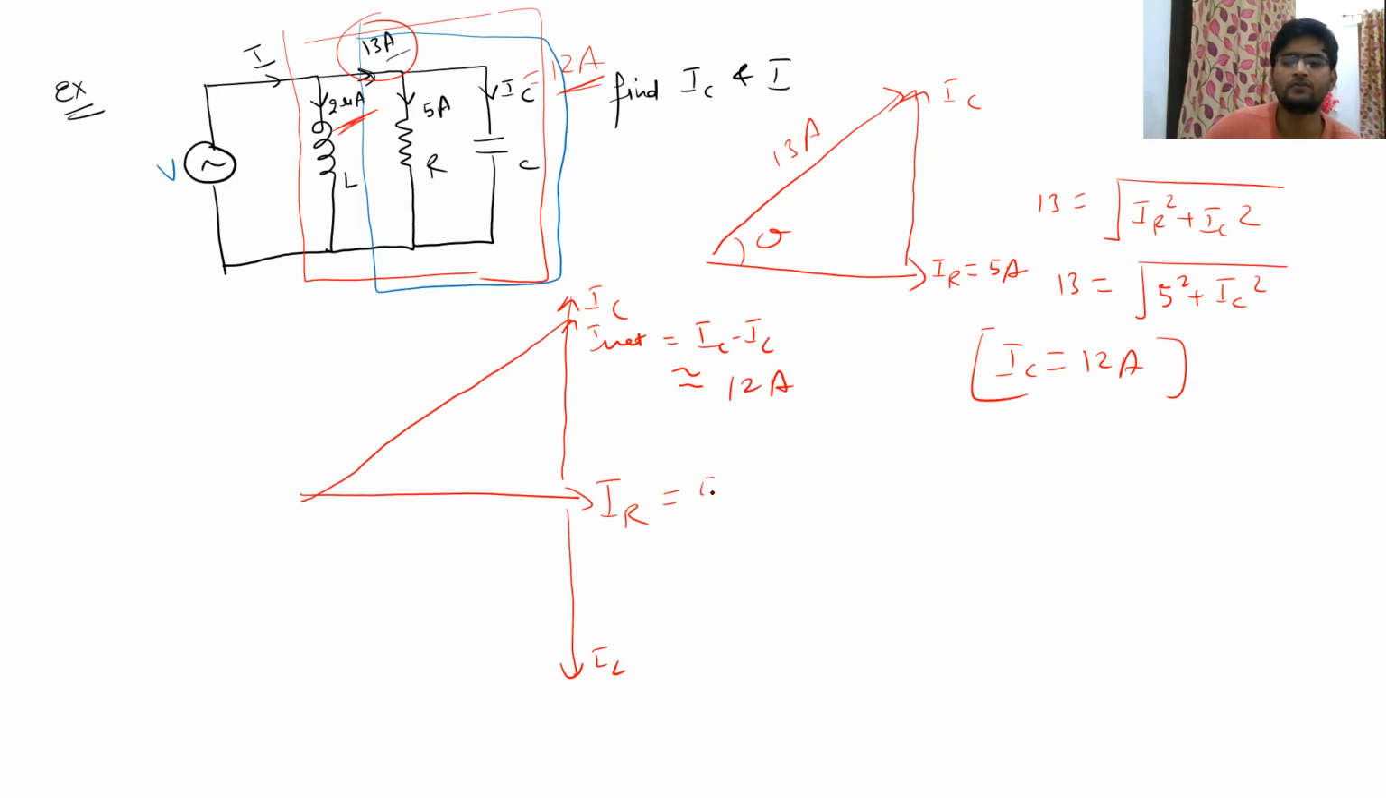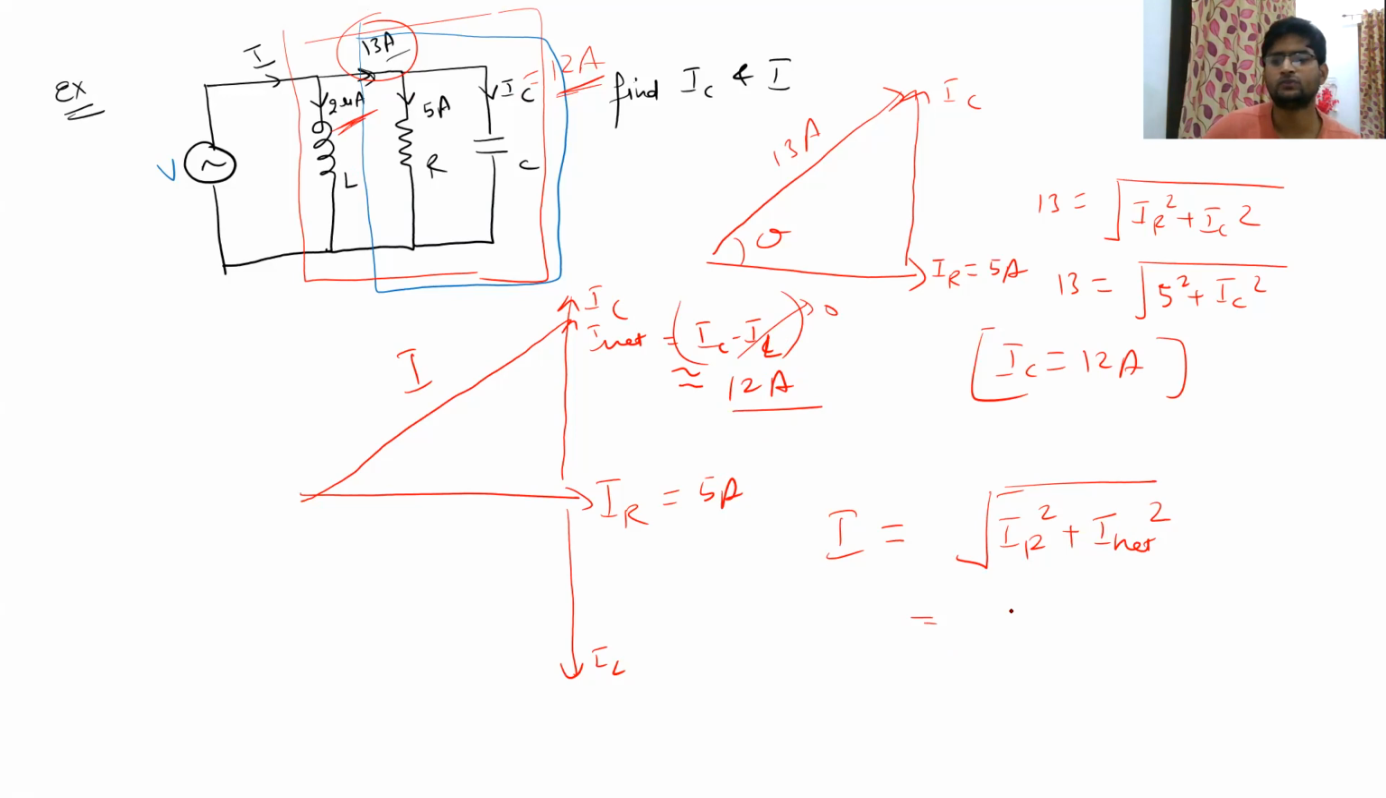And IR was 5 ampere. So your final current I would definitely be equal to the square root of IR square plus I net square, and I net is nothing but IC minus IL. Since IL is only 2 microampere, which is very less with respect to 12 ampere of IC, this IL can be neglected and we get I net as 12 ampere. So we will get the square root of 5 square plus 12 square. So this will come out to be 13 ampere.